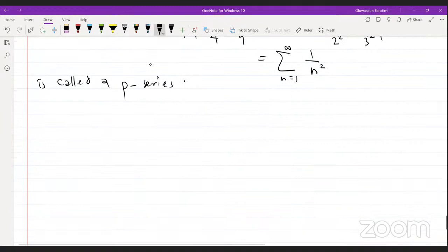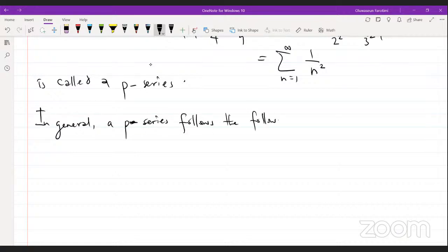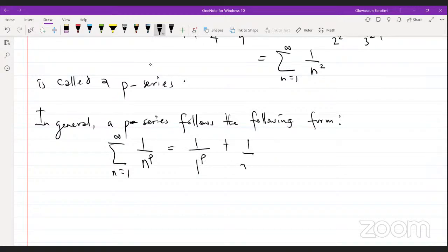Okay. So in general, a P series follows the following form. And that is n goes from 1 to infinity, 1 over n to the power of p. Just plug in n equals 1. This is like 1 to the power of p. Plug in your 2, you have 1 over 2 to the power of p, 1 over 3 to the power of p, on and on, guys.